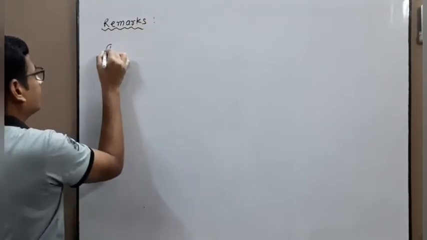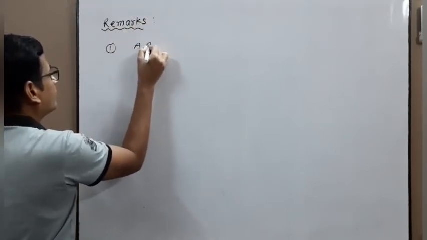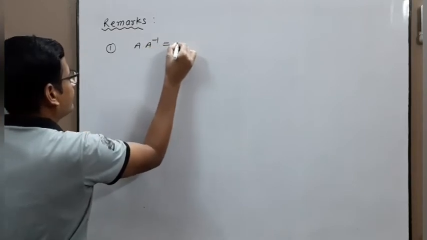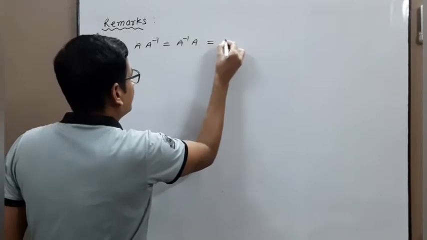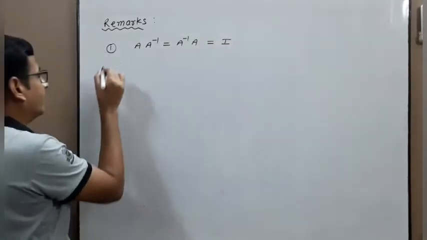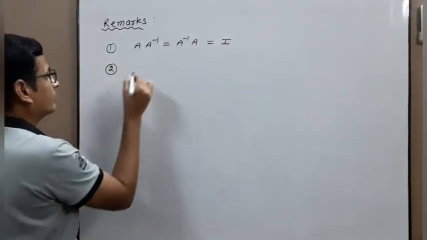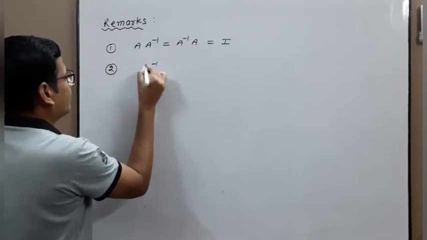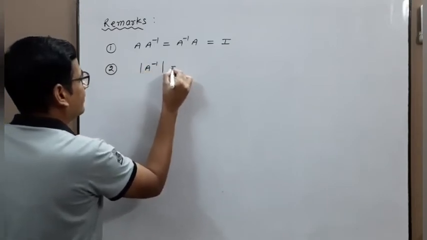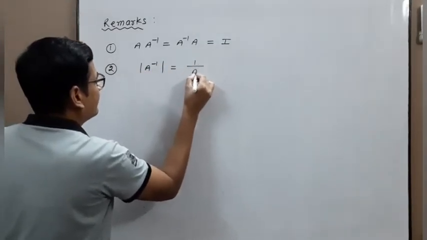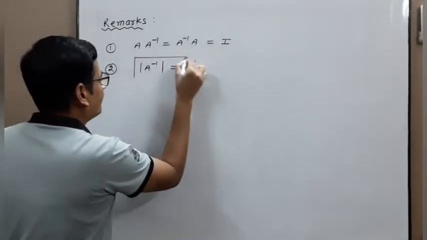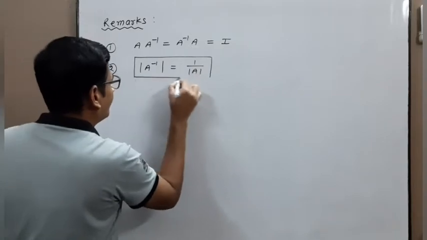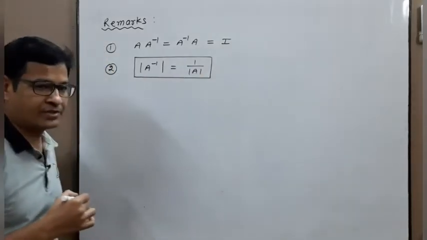Number 1, A into A inverse is equal to A inverse into A equal to identity matrix. And remark number 2, determinant of A inverse is equal to 1 upon determinant A. This is a very important result. Determinant of A inverse is equal to 1 upon determinant A, for objective questions.